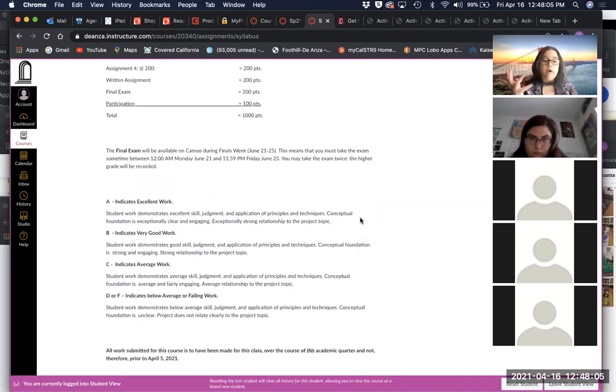And a breakdown of what the grades mean. A indicates excellent work, B indicates very good work, C indicates average work, a D indicates below average, and an F, of course, failing. That is unacceptable or nothing there, or whatever. I'm sure you all have a pretty good idea of what the grading system means. Okay.